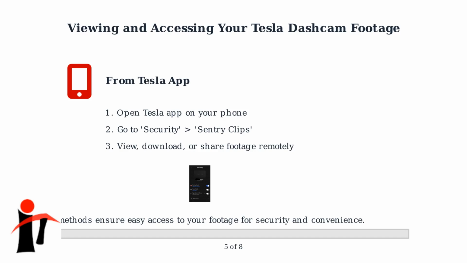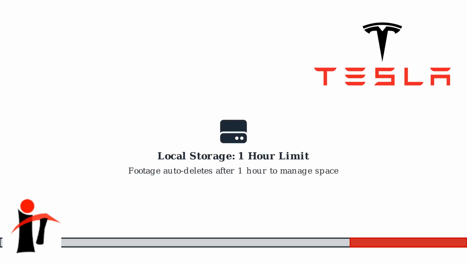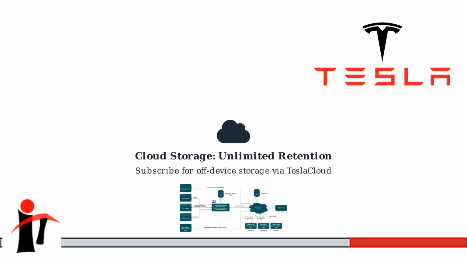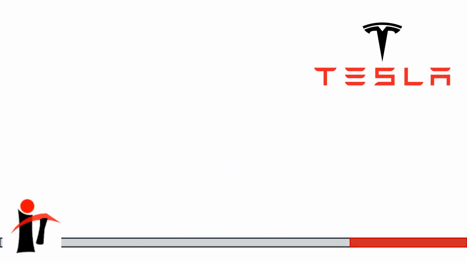Tesla dashcam footage is stored locally on your vehicle's internal drive for a limited time, typically just 1 hour. This automatic storage helps capture recent events without filling up space. To keep footage longer, Tesla offers cloud storage options that extend retention to unlimited time. This requires a subscription and connects your dashcam to Tesla's secure cloud servers.